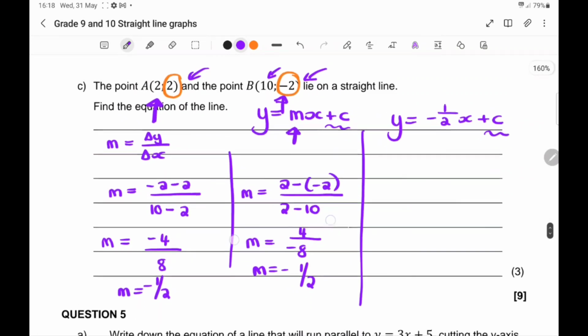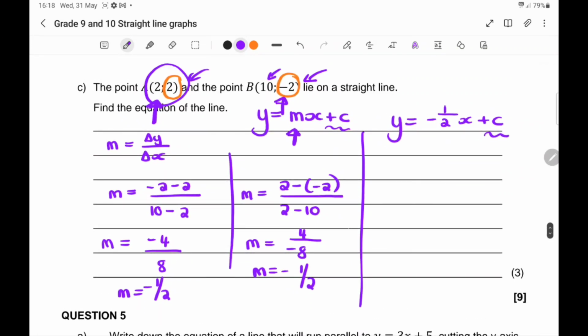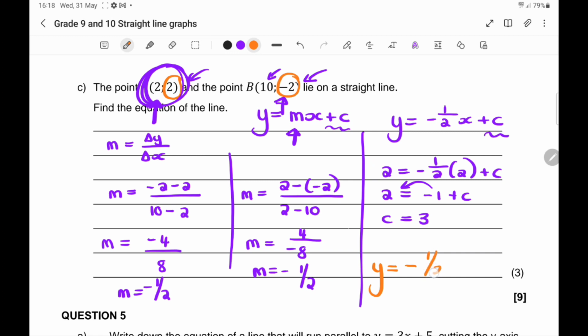How do I find that c? I'm going to replace a coordinate, and I'm going to choose that one. Why? Because it's got no negatives. So 2 is equal to negative a half times 2 plus c. A half of 2 is 1, so it's negative 1 plus c. So c is equal to, if you throw that negative 1 over, it becomes a 3. Okay, so your equation, build it back together: negative a half x plus 3. And there's your equation. Not so hard.